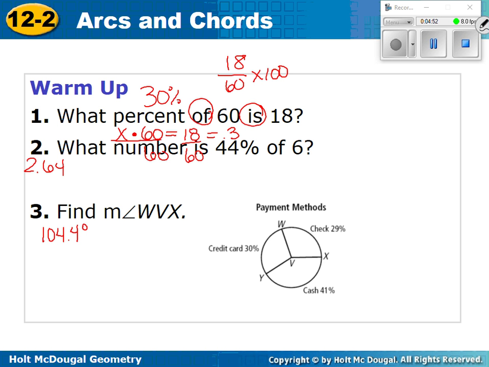Okay, number 2, who said 2.64? Elijah, what did you do to get that? 0.44 times 6? All right, so anybody do it differently?